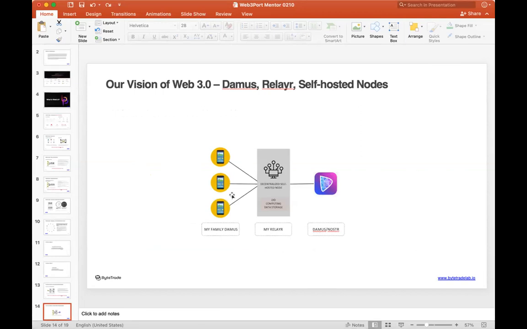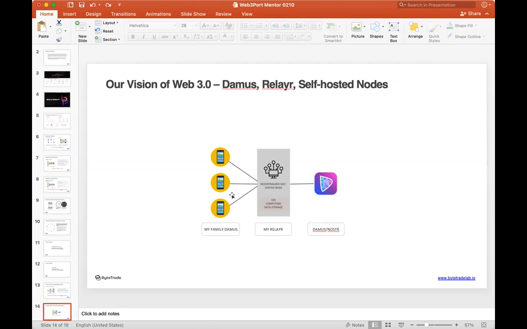So yeah, Damus is really hot right now, and I think this would be a good example of how self-hosted nodes could become a contributing force in order to have your own internet data.